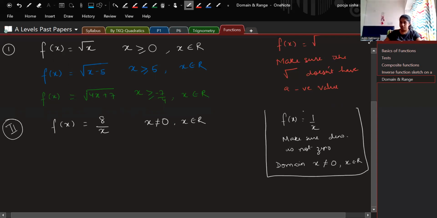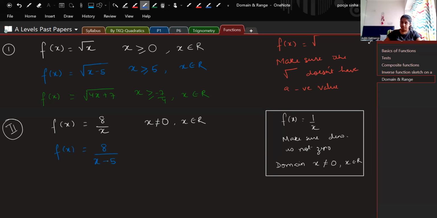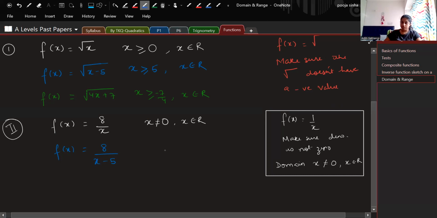Now let me make some variations in this. Your variation is, I give you f(x) is equal to 8 upon x minus 5. When will its denominator be 0? The denominator cannot be 0, so x is equal to 5. So when x is equal to 5, what will you write? In the domain, x cannot be 5, and x is anything except 5. Right?